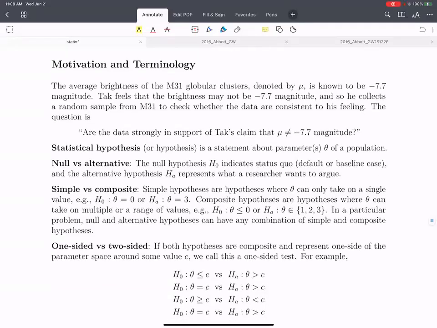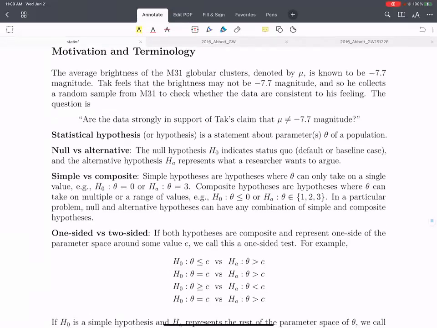The null hypothesis is about the status quo, specifically explaining the existing status. And the alternative hypothesis is where I write down what I want to say. So typically it was known to be negative 7.7, but my argument is that it may not be. So my argument should be put into the alternative hypothesis, and the existing status should be put into the null hypothesis.